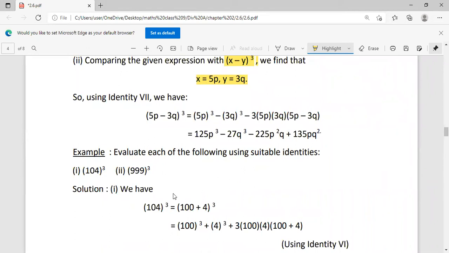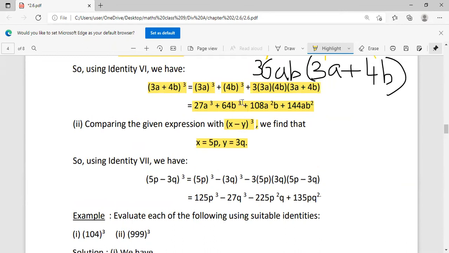Now another type of question is given. I will show you one question. The next one is simple. Sir, instead of using the 7th identity, we can use the 6th identity in the second. No problem at all. That is according to your wish.